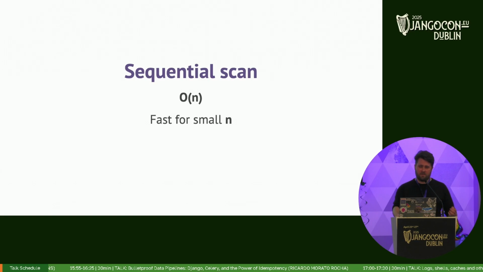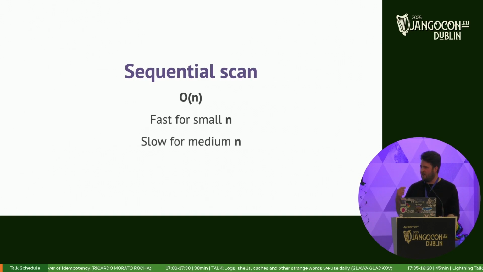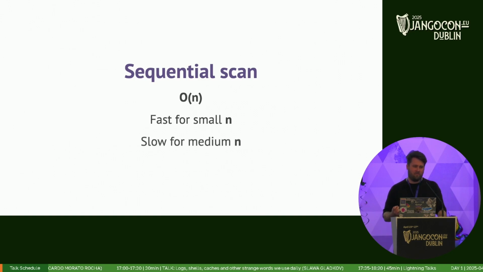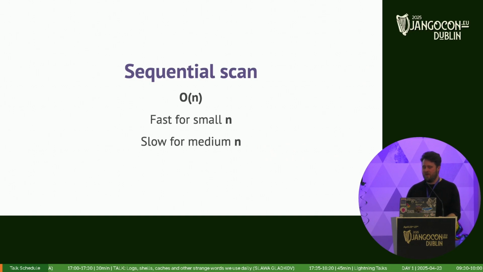This can be quite fast for small values of n. CPUs are very good at fetching data in batches, so once you've got a batch of data, scanning through it can be quite quick. But as soon as we have any kind of medium size of n, something that won't fit into your CPU, it becomes slow and almost untenable.